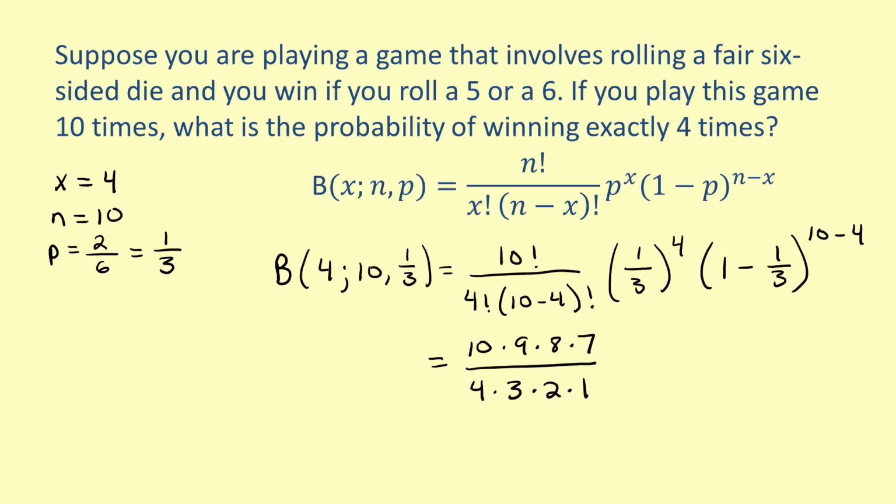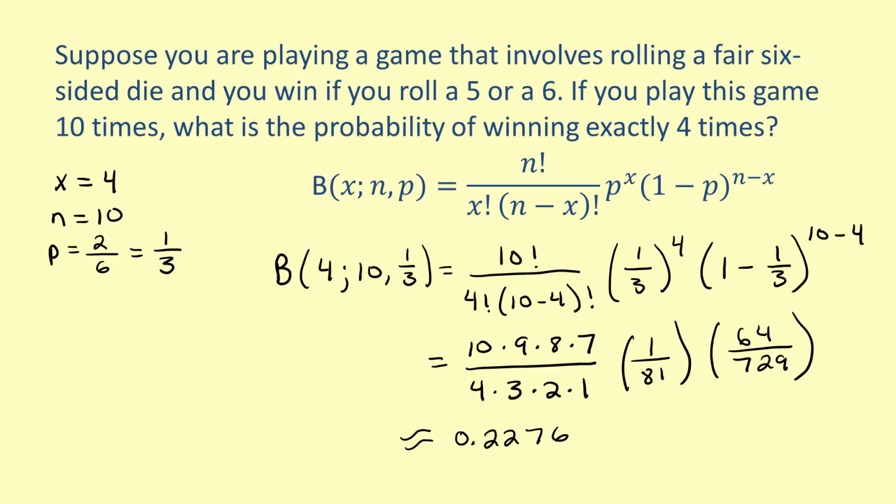Moving on and evaluating the next pieces of our expression, we get 1/3 to the 4th is 1 over 81. And 1 minus 1/3 to the 10 minus 4 is equal to 64 over 729. Simplifying this expression, we get an approximate result of 0.2276. Therefore, the probability of winning the game exactly 4 times is 0.2276.